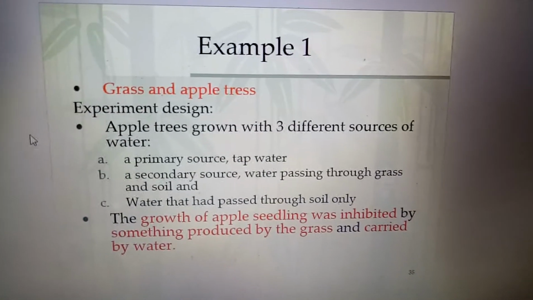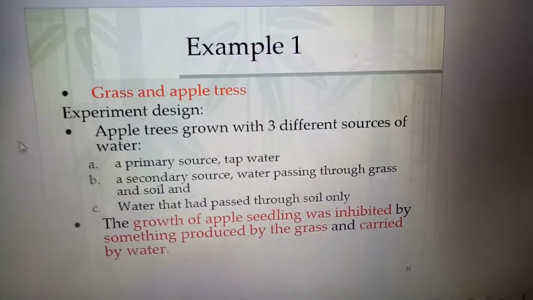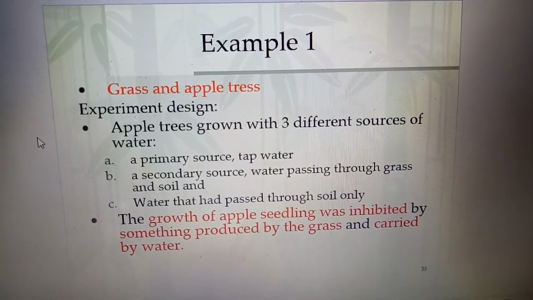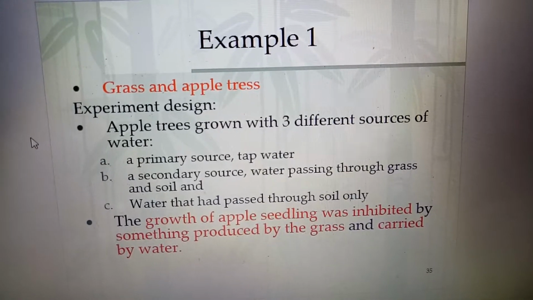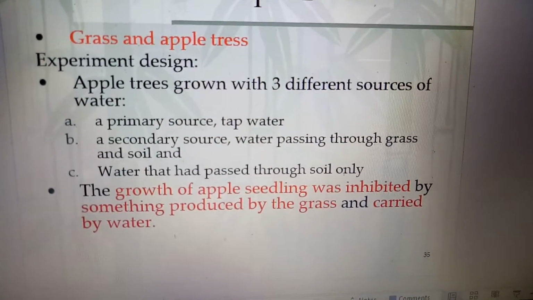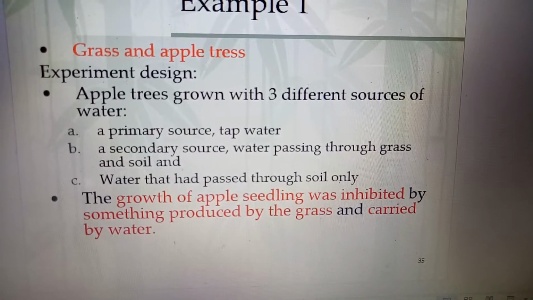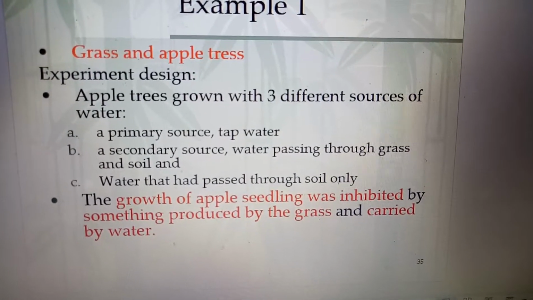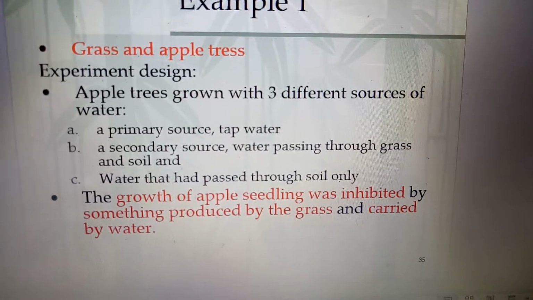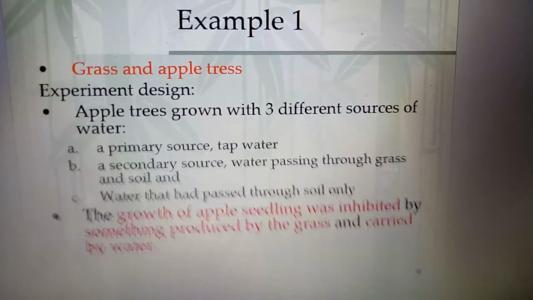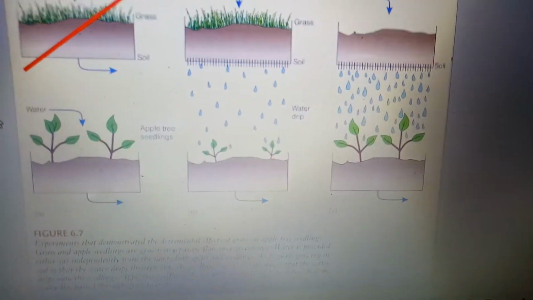Example number 1 for allelopathy is about grass and apple trees. Experiment design: apple trees grown with 3 different sources of water. Number 1, the primary source, tap water. B, secondary source, water passing through grass and soil, and water that has passed through soil only. So the growth of the apple seedlings was inhibited by something produced by the grass and carried by water.